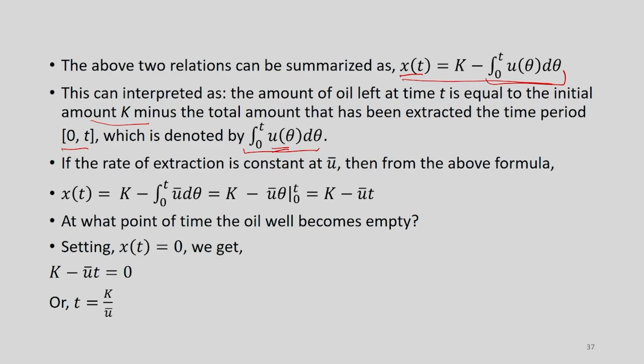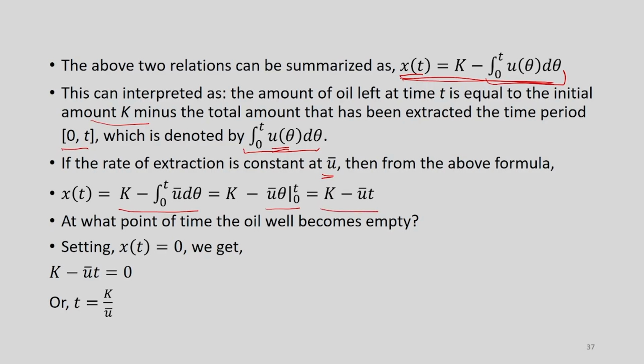So, we can take a very simple example where suppose the rate of extraction is constant, and it is given by, let us suppose, u bar. Then we can play around with this expression. In this case u(theta) is equal to the constant u bar, so I can replace that in this formula. u bar can be taken out, it is a constant. If I integrate 1, it becomes only theta, and so this becomes capital K minus u bar small t.